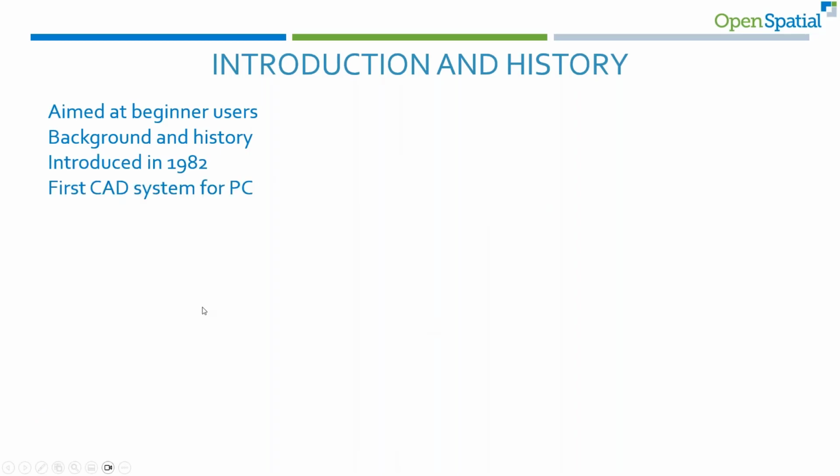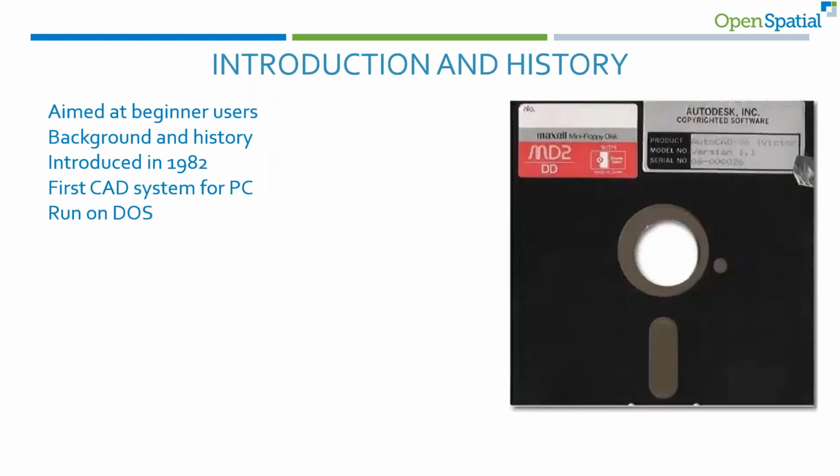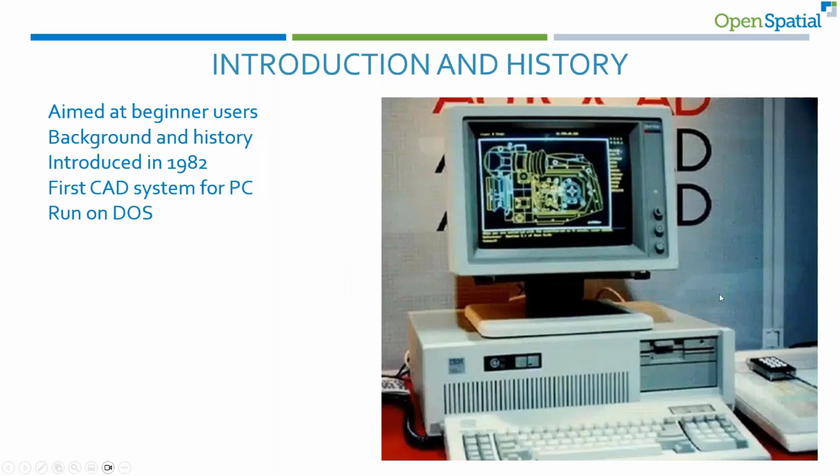So basically, AutoCAD was introduced in 1982. This was your first CAD system for PC. There's an AutoCAD version 1.1 on a floppy disk, single-sided double density, running on DOS. That was typically the interface that you had in those days. Before that, it was all running on minicomputers, very expensive stuff. Now, as a DOS-based system, everything ran off commands.